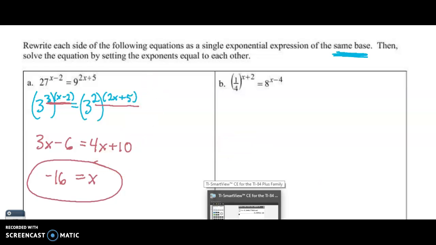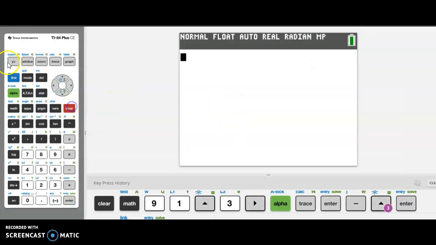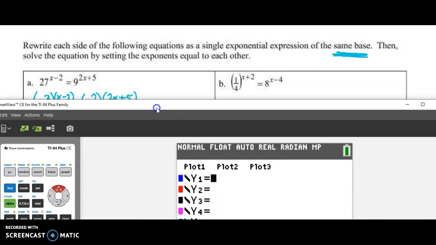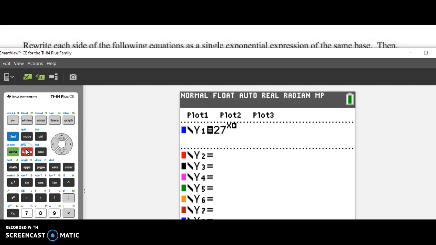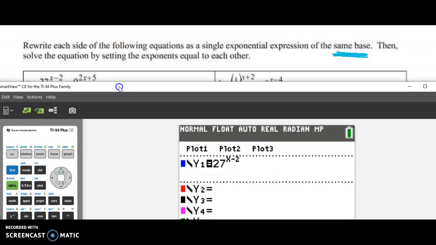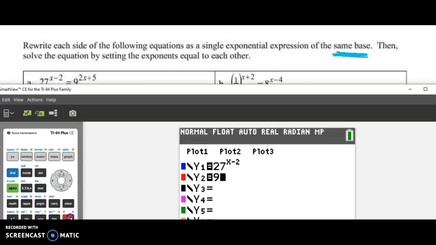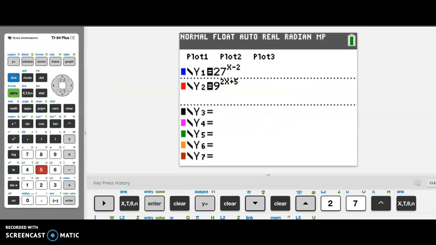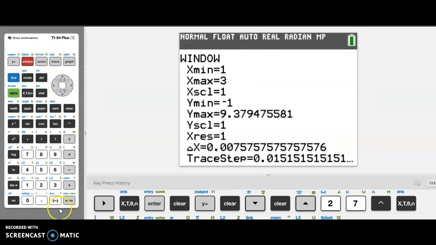And yeah, you can use a graphing calculator to check your work. So I'm kind of going to walk you through this as if you didn't even need to know how to do any of that. So what I'm going to do is go to y equals and type in both of those equations. So I'm talking about 27 to the x minus 2 power, and then 9 to the 2x plus 5 power. All right. And I already know my answer is negative 16. So what I'll probably do is just change my window to go from, I don't know, negative 20 to 0.